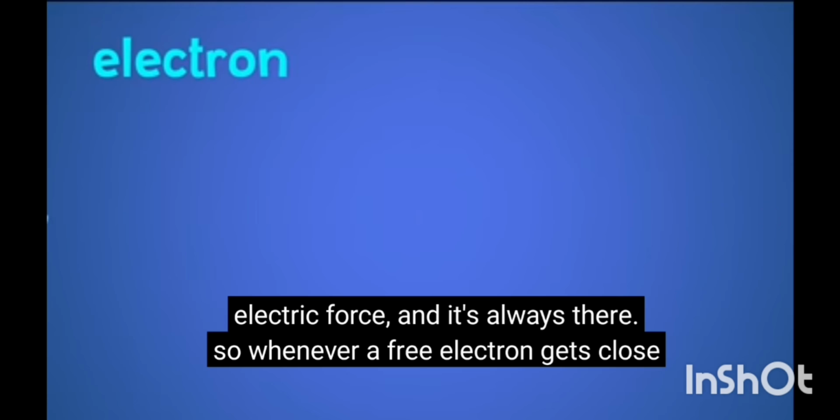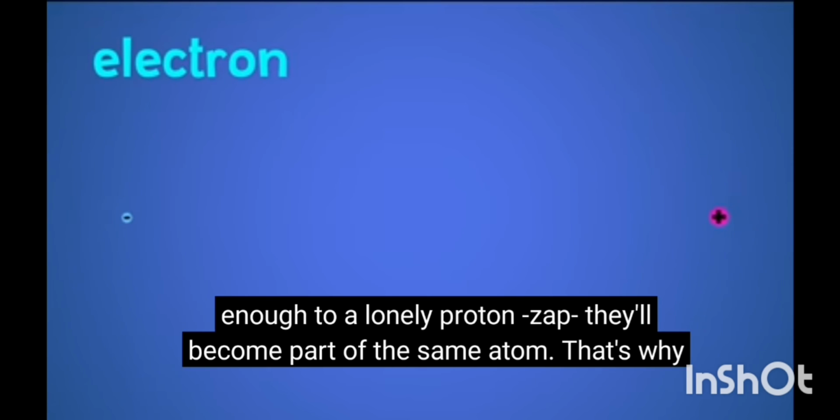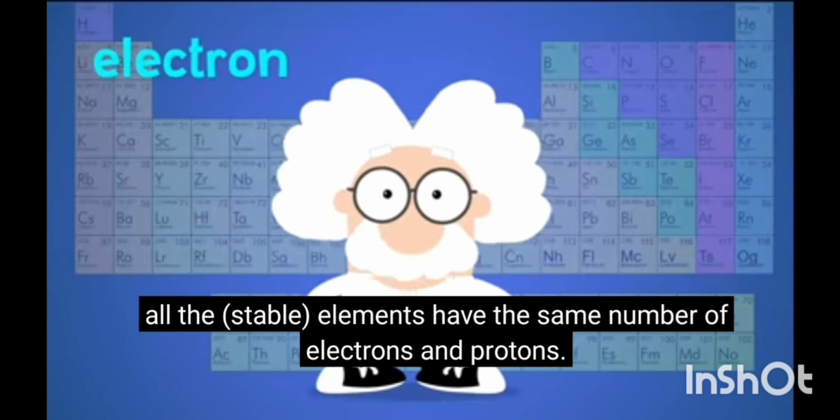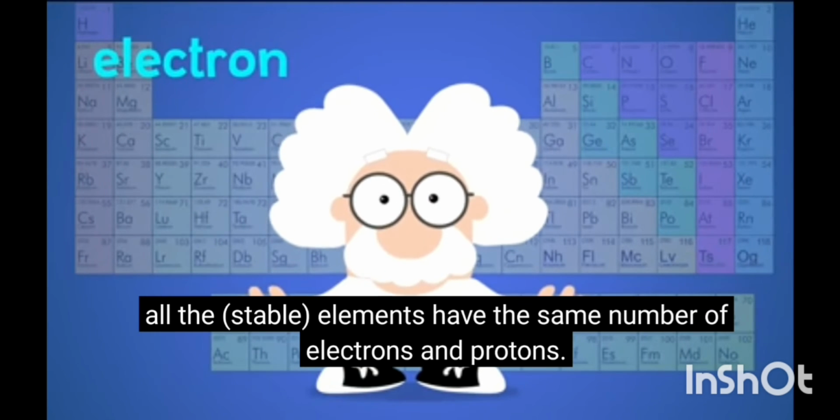So, whenever a free electron gets close enough to a lonely proton, zip, they become part of the same atom. That's why all the elements have the same number of electrons and protons.